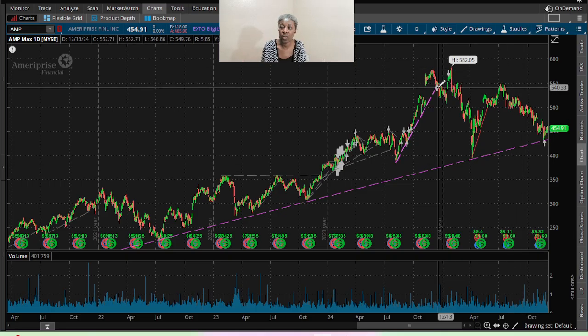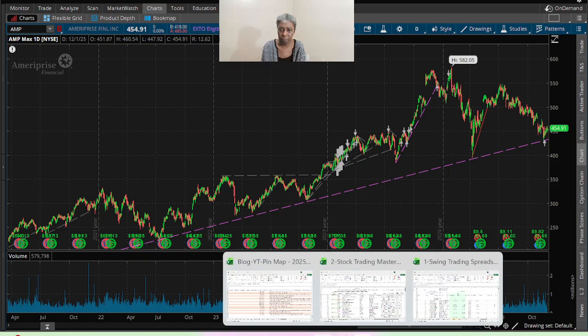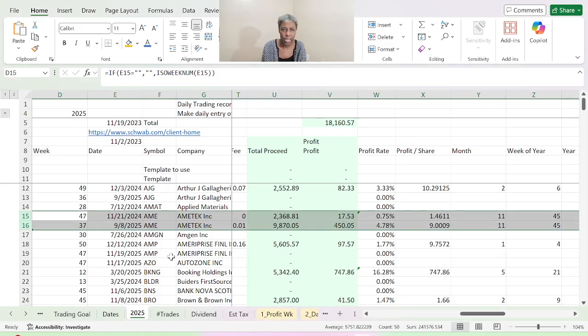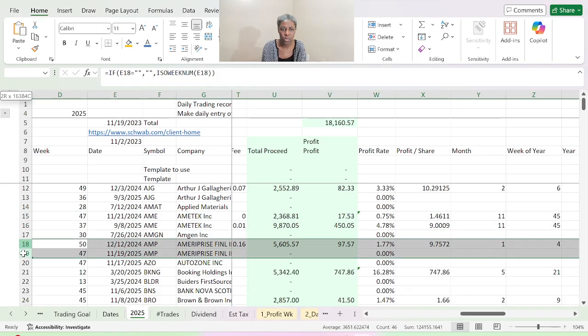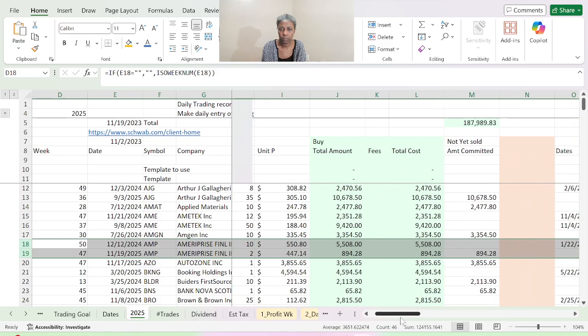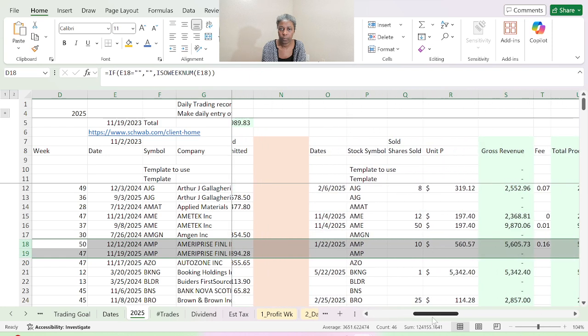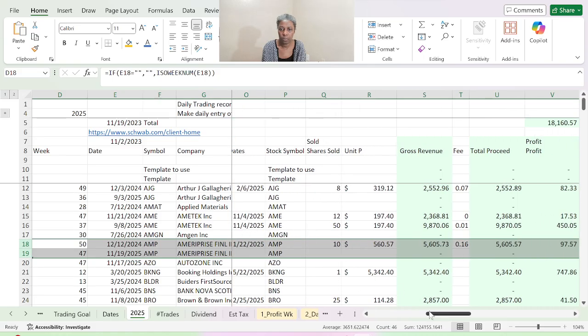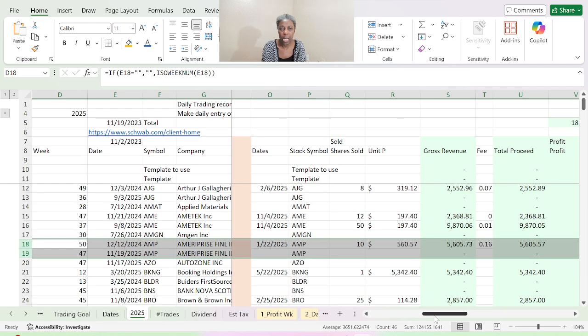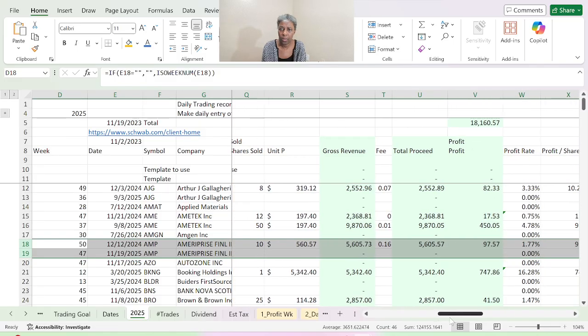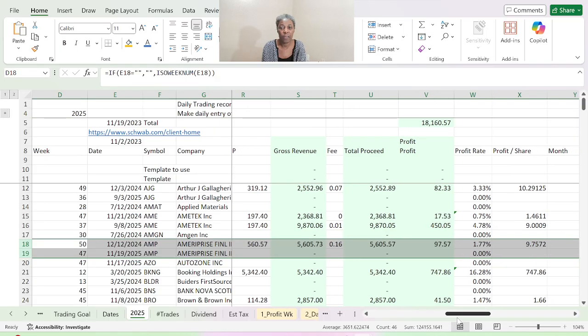We bought it last year somewhere there and we sold it there, so we can go and check how much money we made on that one. So AMP will be this one. We purchased it in December for $5.50 a share, and we sold it a month later for $5.60 a share. So about $0.975 a share profit, or $97 profit in that one.